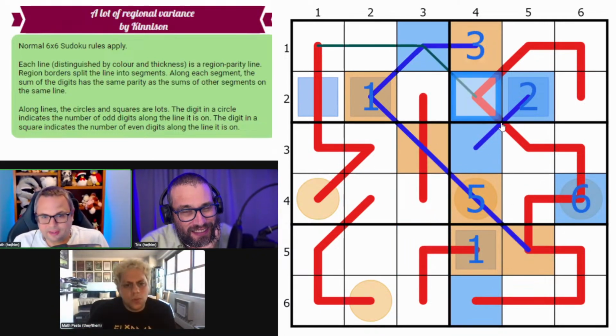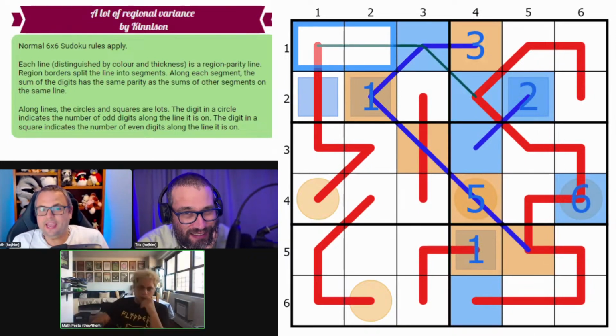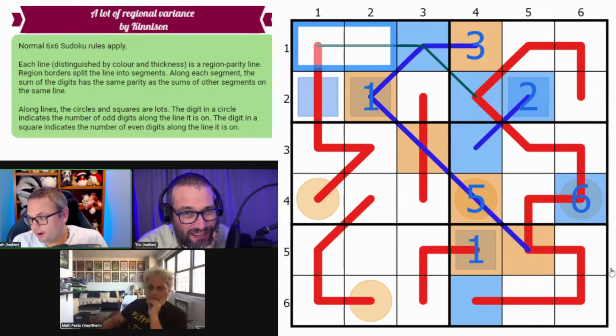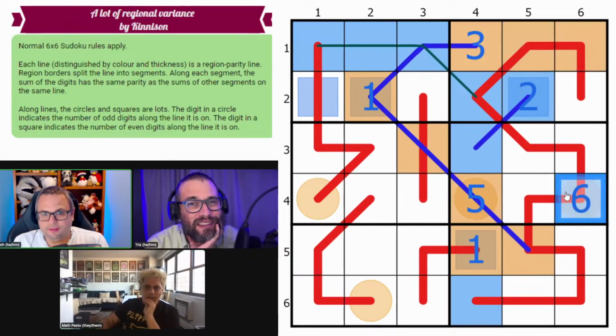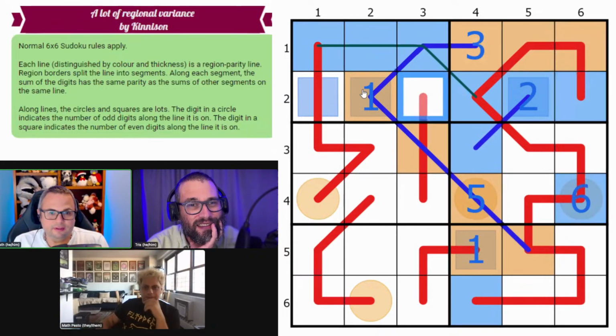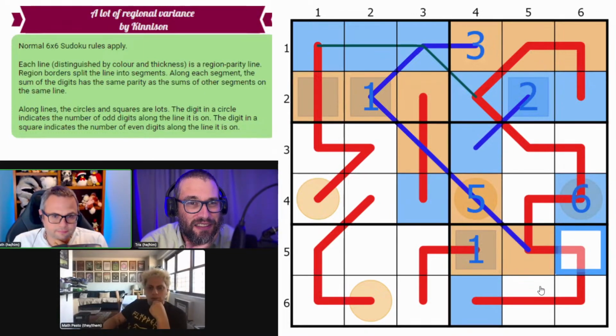So actually, if I read this correctly, these two are the same parity. And they can't both be odd because there aren't two odd numbers that could go here. So they're both even. There we go. So those are both odd. That's even. Those are odd. That's even. So row 4, column 2, we know the parity of.